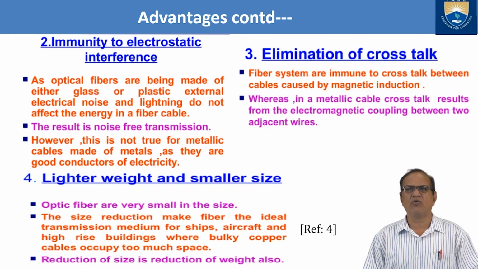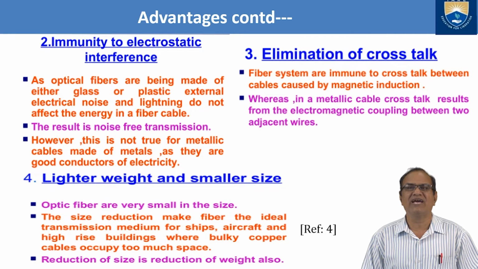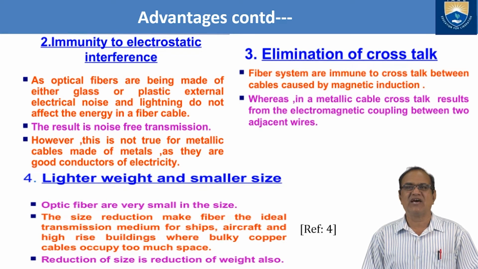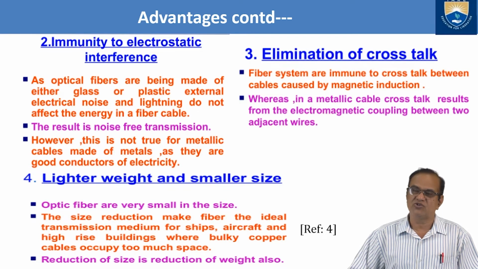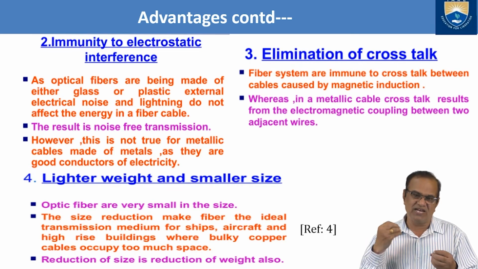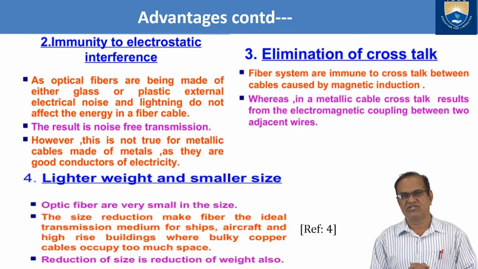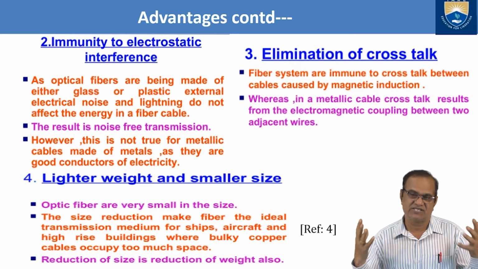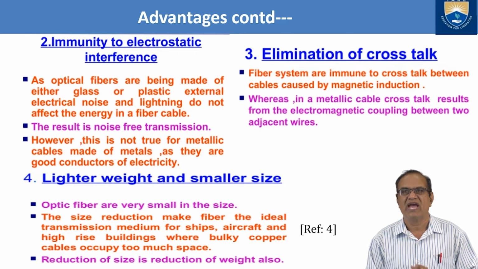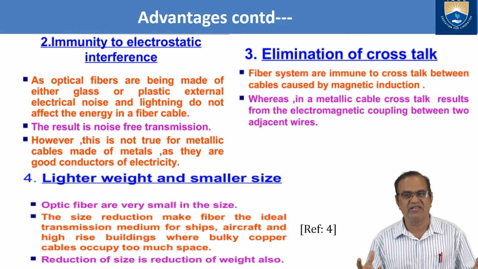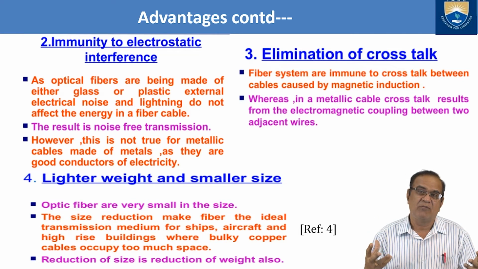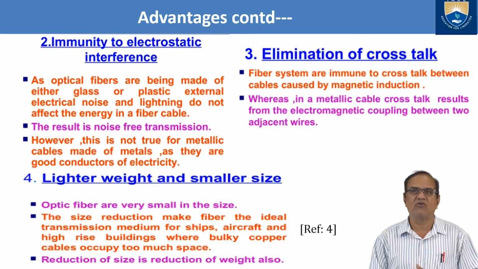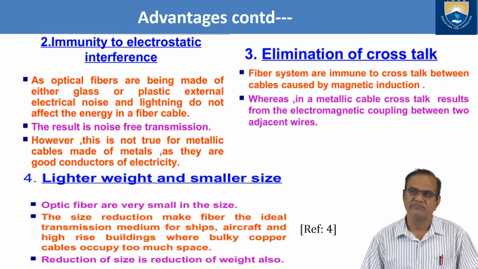However, this is not true for metallic cable. If you use copper or any other metallic wire, as they are good conductors of electricity, it will disturb your system and noise will be generated, and this will affect the performance of the system. And if you are launching a missile or anything, an electromagnetic problem will be generated and the missile will be misguided. So that we have to think of.